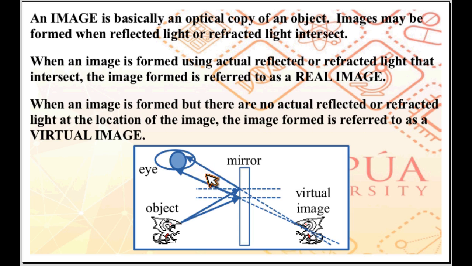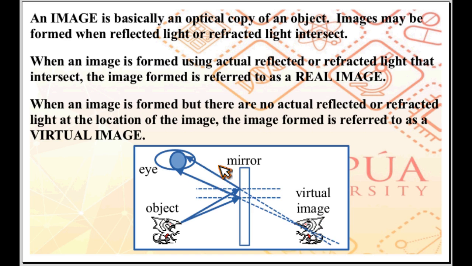If we trace back the reflected light, the traced back lines will intersect at this location, meaning an image will be formed at this location. You have intersection of reflected light, in parentheses, because the actual reflected light is located here, and yet you have intersection of lines at this location, meaning you have image formation here.